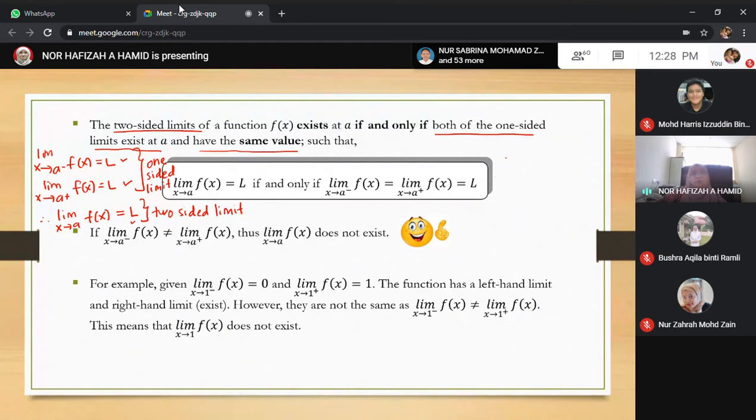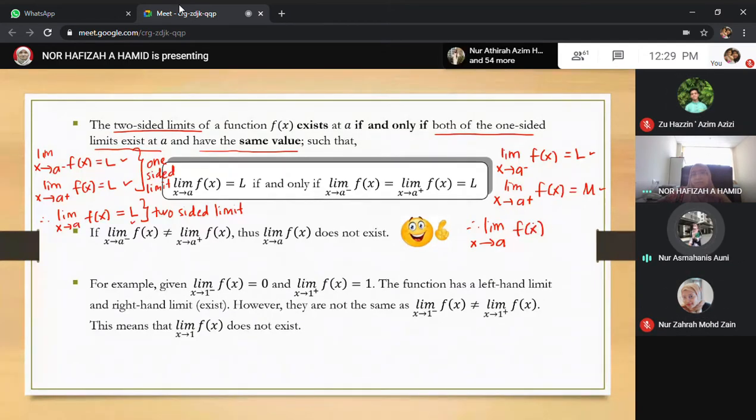Okay, or for a second example, say limit x approaches a minus of f(x) equals L. When x approaches a minus, it approaches a from the left, and the value we have is L. And when limit x approaches a plus, f(x) equals M. So when x approaches a from the right, for example, the value we have is M. So does the two-sided limit exist or not? It does not exist. So it will not exist.